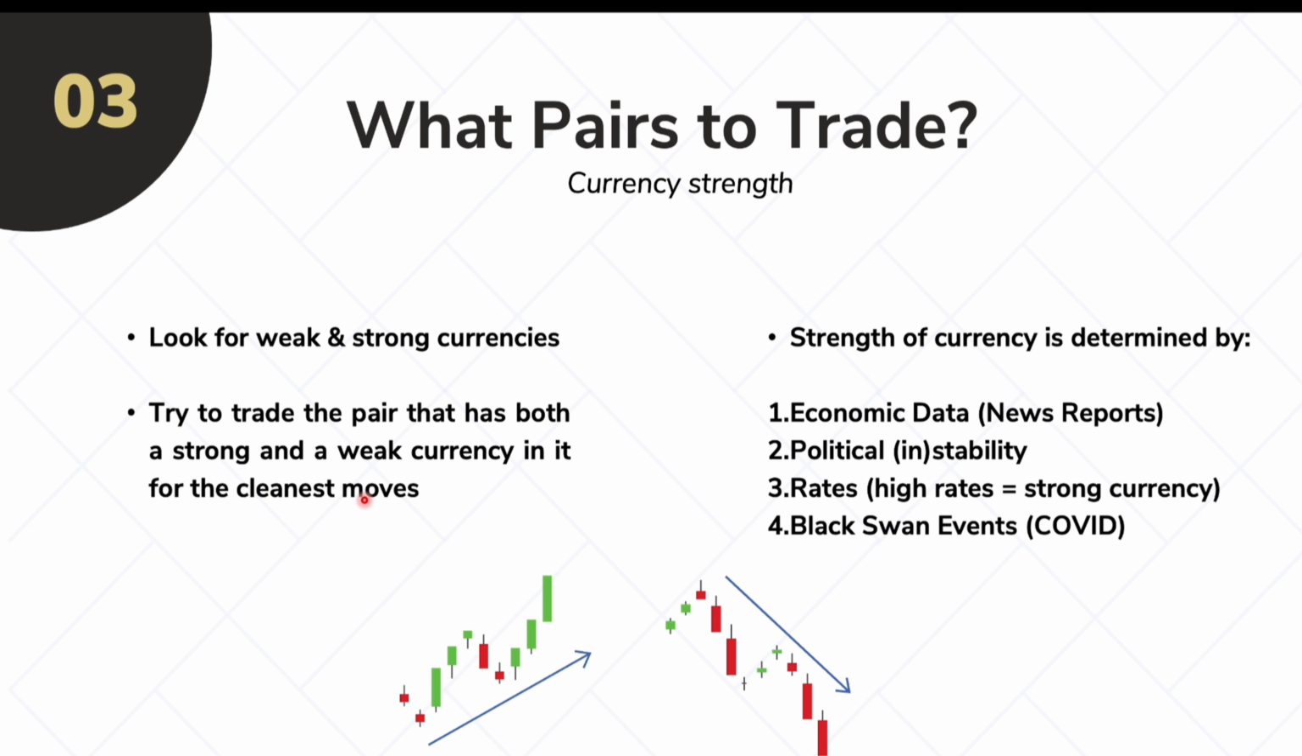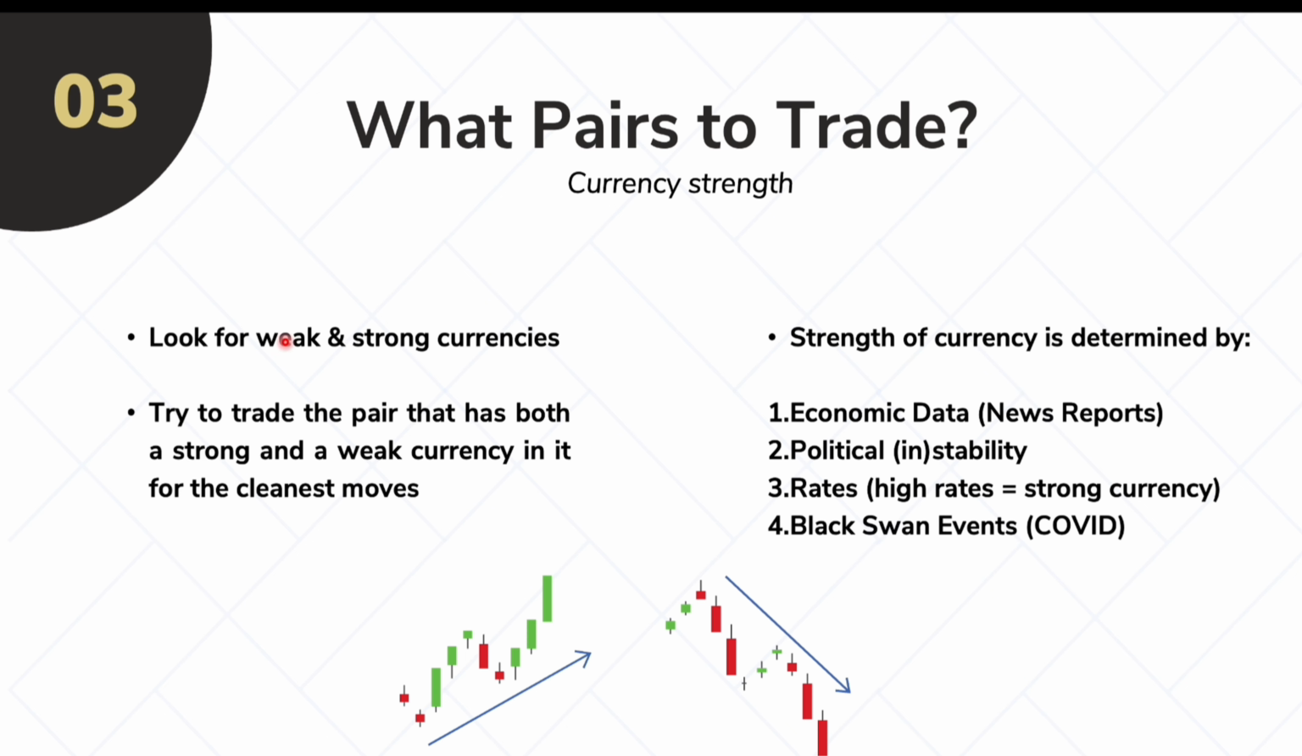Now, what I mean by that, if you, for example, have the euro and the dollar, and the euro is very strong, very bullish, so it goes up a lot. And the dollar is very bearish, it goes down a lot. That is super nice, because the euro dollar will then go up like crazy, and you can have nice, clean, big moves, so you can make lots of money.